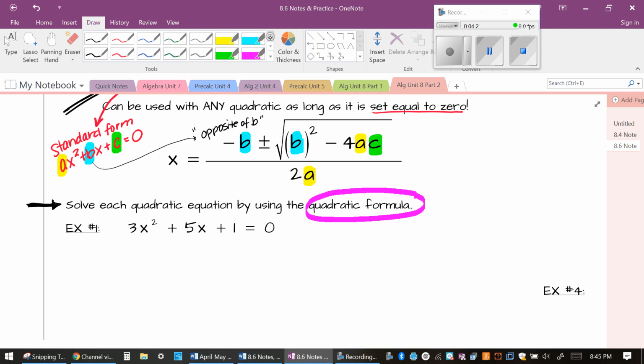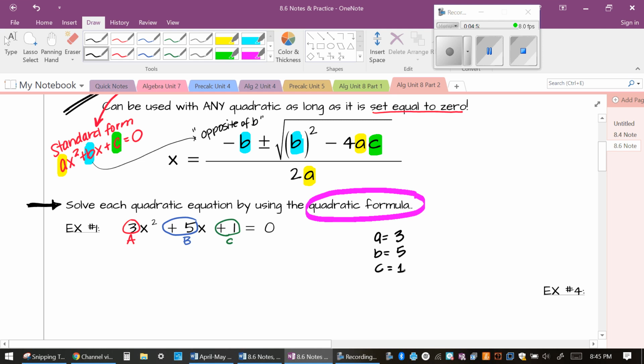So the A is going to be the term that is the coefficient for the quadratic. B is the term that is the coefficient for the linear term. And C is the constant term. So I'm going to go ahead and write those numbers off to the side, A, B, and C. A is positive 3, B is positive 5, and C is positive 1.